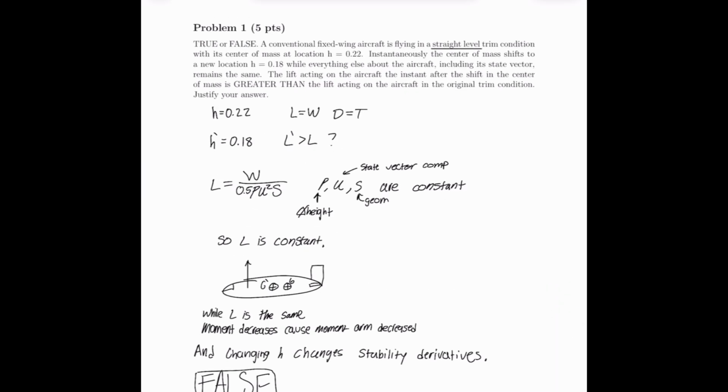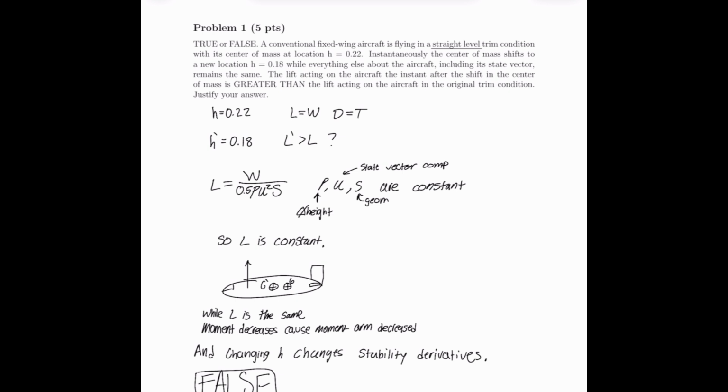A conventional fixed-wing aircraft is flying in a straight level trim condition with its center of mass located at h equals 0.22. Instantaneously, the center of mass shifts to a new location, h equals 0.18, while everything else about the aircraft, including the state vector, remains the same. The lift acting on the aircraft at the instant after the shift in the center of mass is greater than the lift acting on the aircraft in the original trim condition.